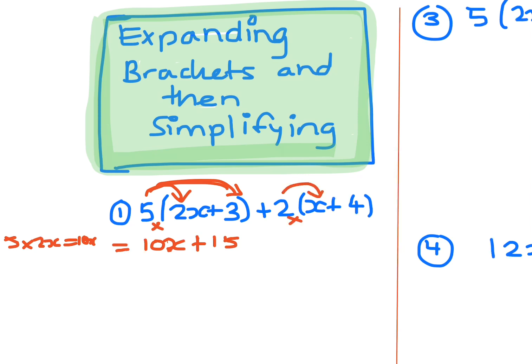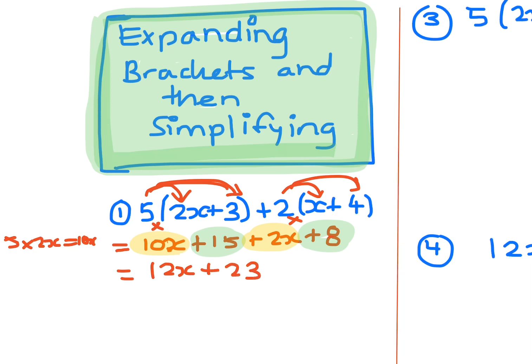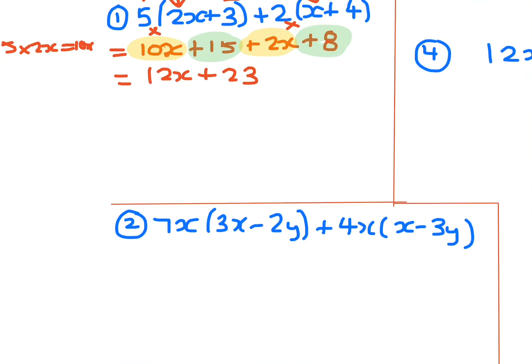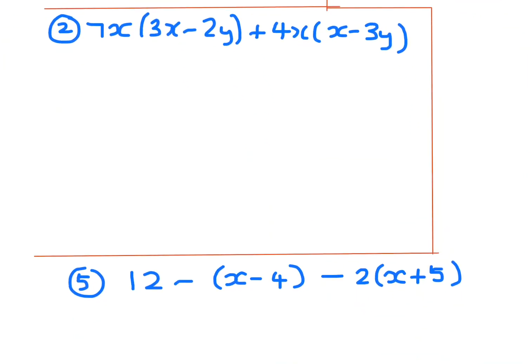2 times x is 2x, and 2 times 4 is 8. Then collect the like terms. 10x plus 2x is 12x. And you just get the 15 and the 8. Make sure that when you're doing this, you're taking the sign in front. So it's 10x plus 2x, 15 plus the 8. 15 and 8 will give you 23. Okay, so we're going to look at this one now.